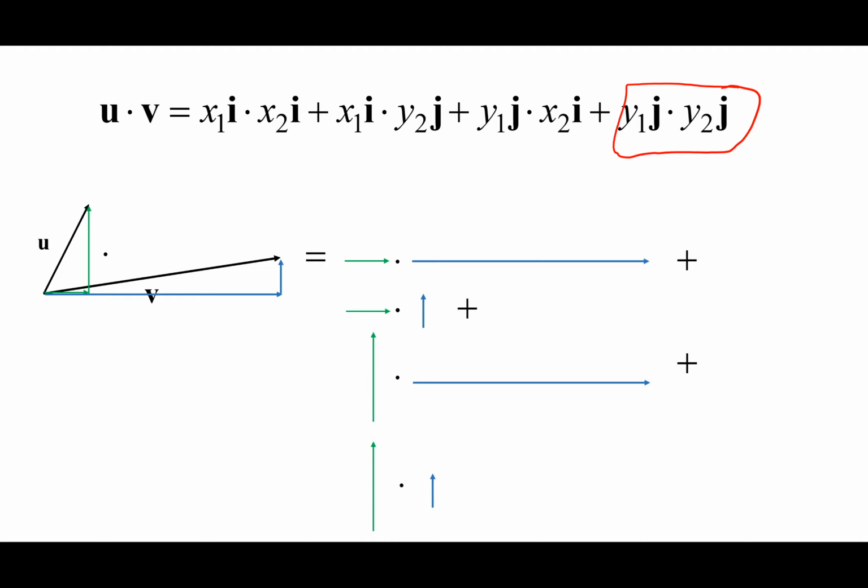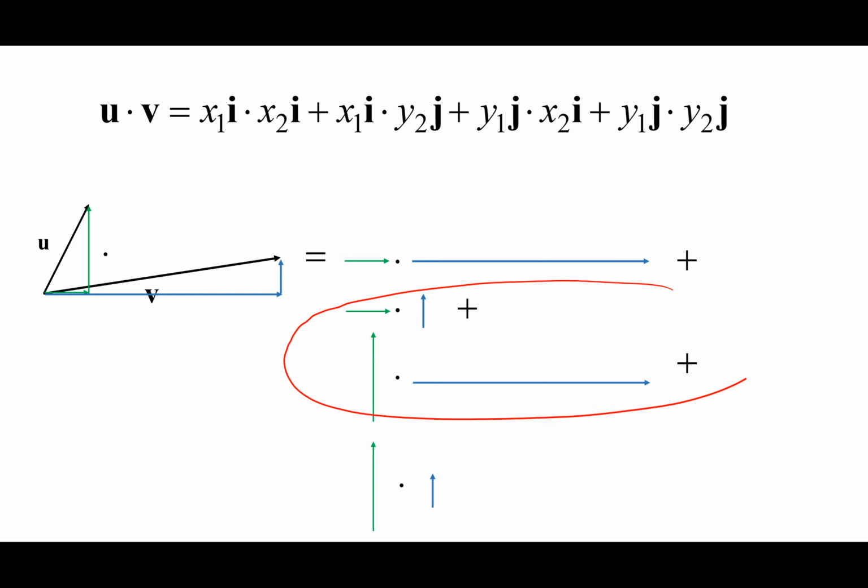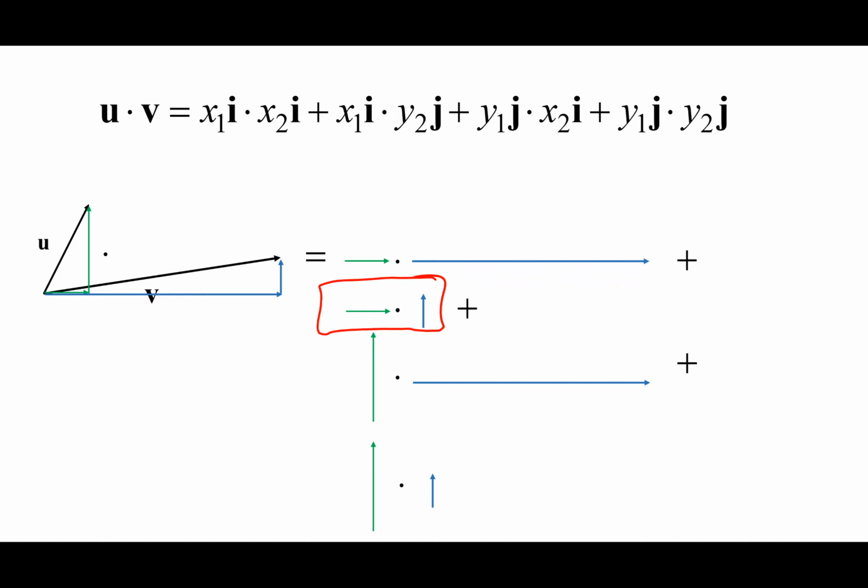Now, if we employ the idea that multiplying is just directional stretching, then these two inner multiplications should not make sense to us. Because why? Let's take a look at this guy here. This says take a horizontal length, and I want to stretch it vertically.